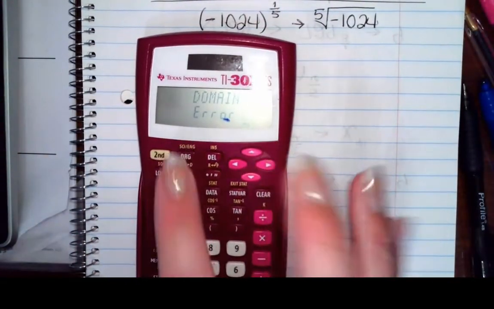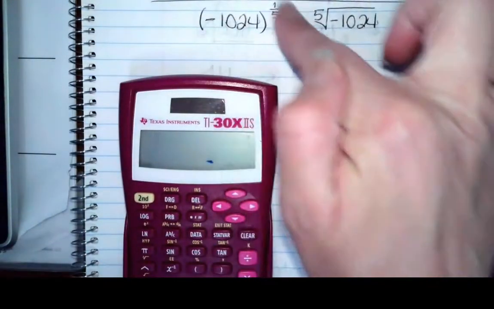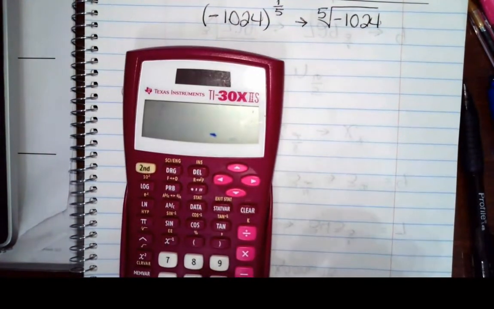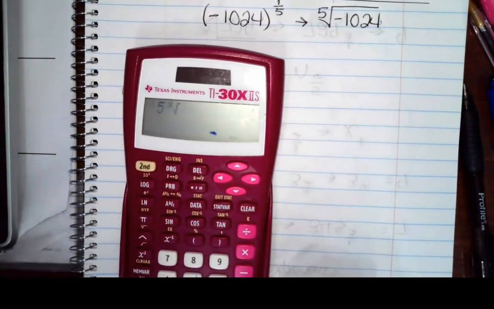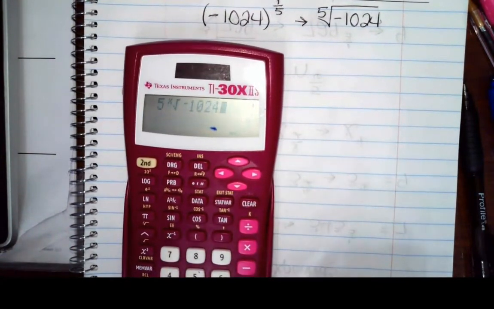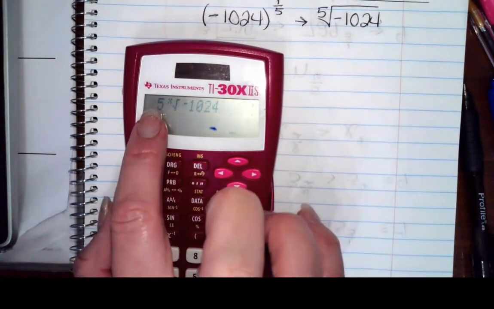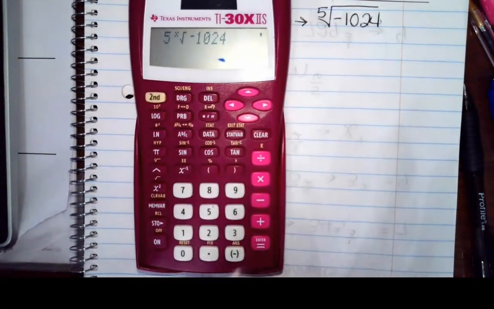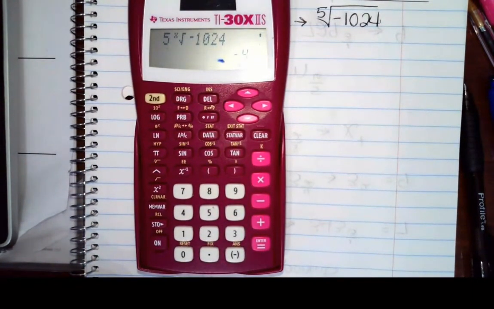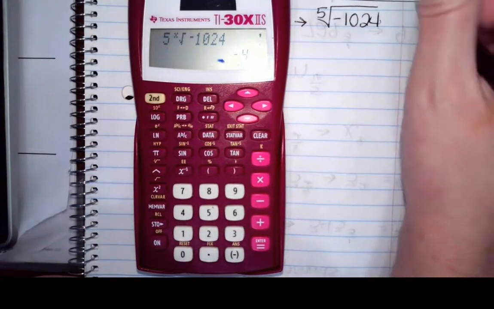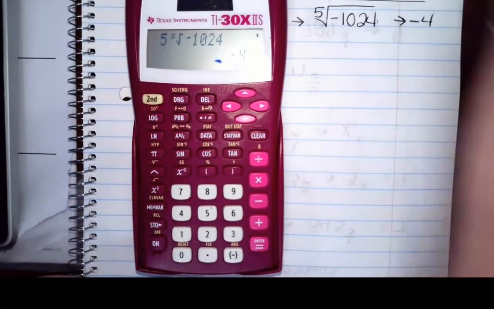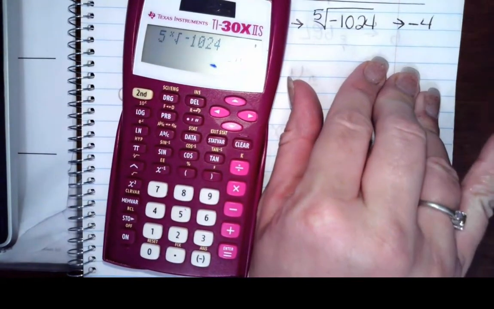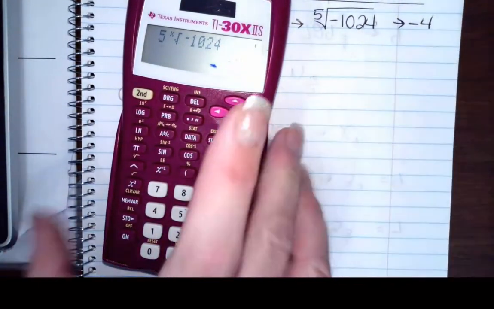So I can either enter it using rational exponents, or I can enter it using a radical. So I'm going to go ahead and do a radical since we're supposed to be practicing back and forth. So I'm going to take a fifth root of negative, not minus, 1024 and hit enter, and I get a negative 4. Okay, so what does that mean? That means that negative 4 times negative 4 times negative 4 times negative 4 times negative 4 is negative 1024.